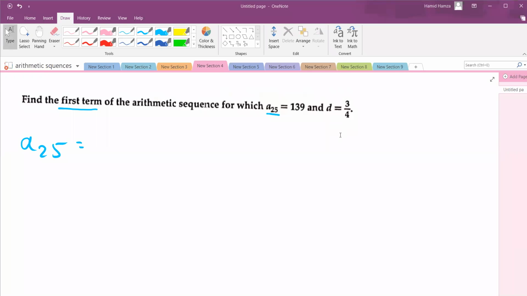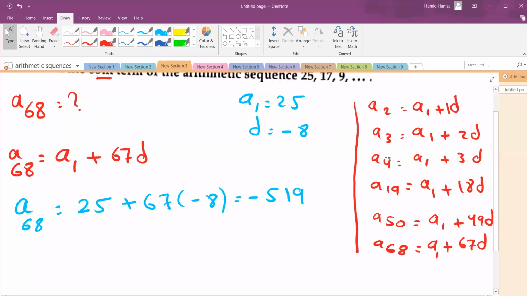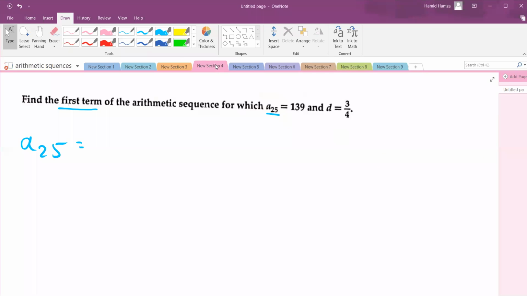Can anyone tell me how to write A25? You have to answer, just unmute your mic and answer me. A25. Let me take you back. How do you write a number like this? Okay, so what is A25?